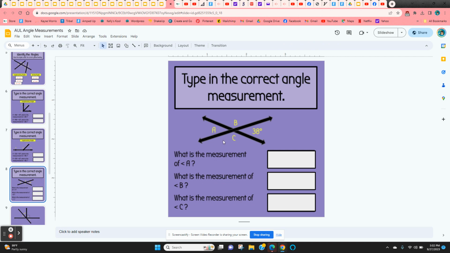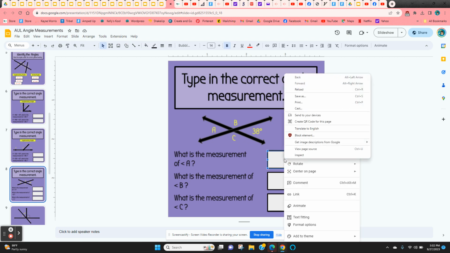Now they're given a diagram with 4 different angles. They're given the measurement of one of them, and they're asked, what is the measurement of A? Well, they can see that these are vertical angles, so A has to be 38 degrees. So they're going to type that in here.